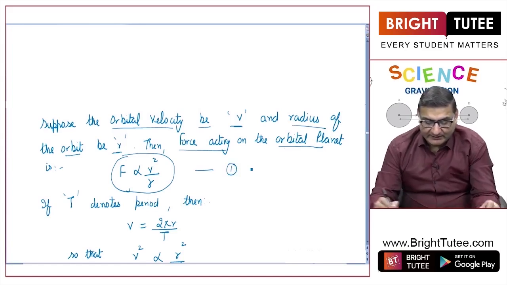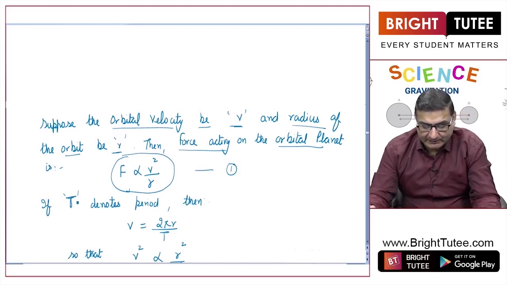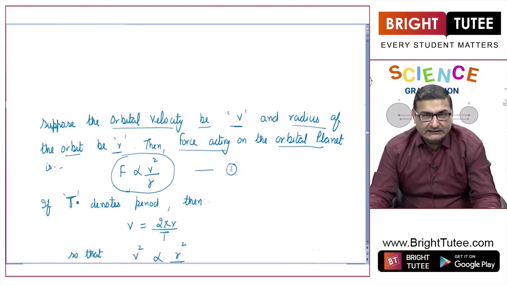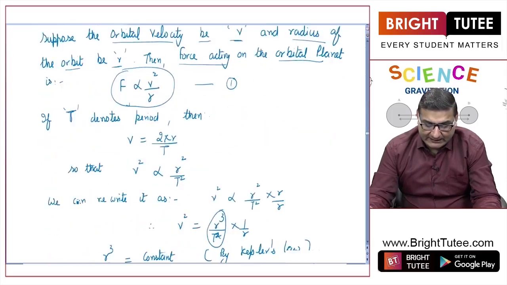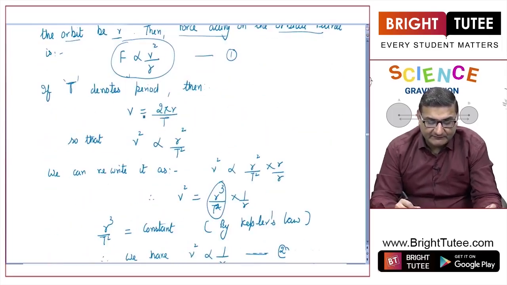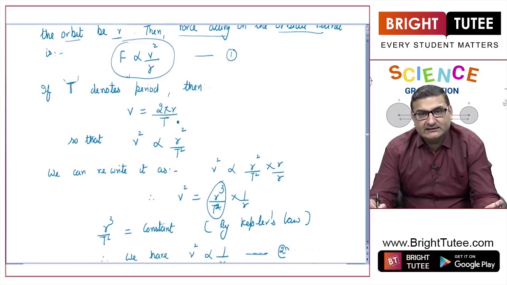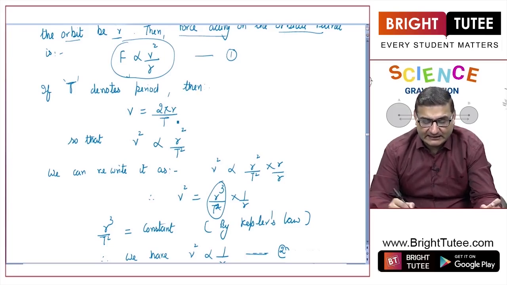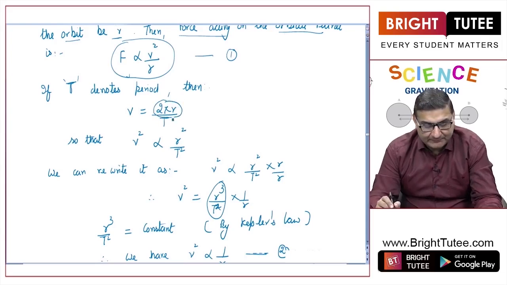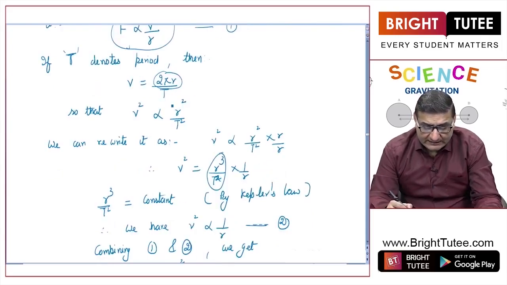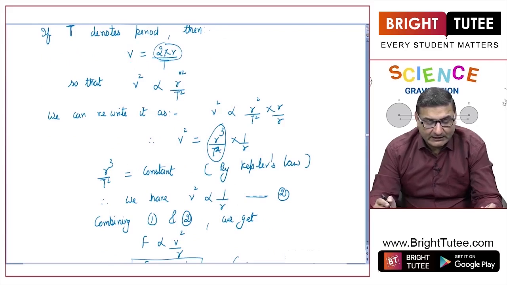Second thing, if we denote the time period taken by the planet to revolve round the sun to be capital T, then velocity v will be equal to 2 pi r upon T. Here we are assuming that the orbit in which the planet is moving is circular, and we know that speed is equal to distance upon time. The distance is the circumference of that circular orbit, 2 pi r, upon T, that is the time period. So v is equal to 2 pi r upon T.